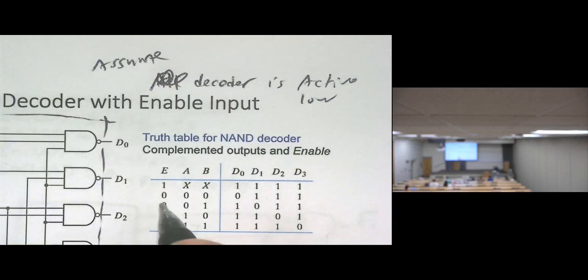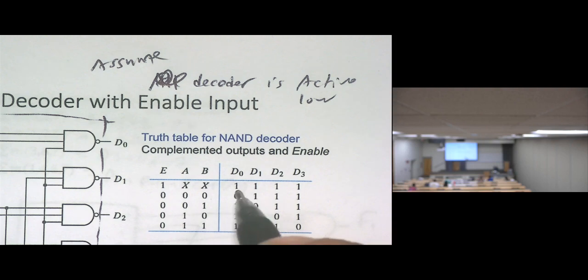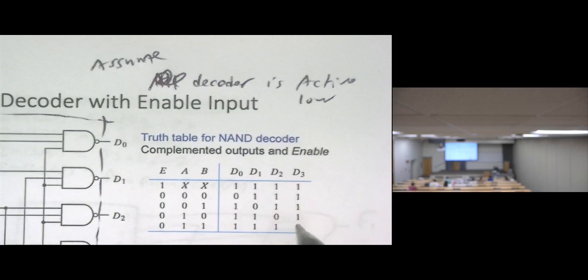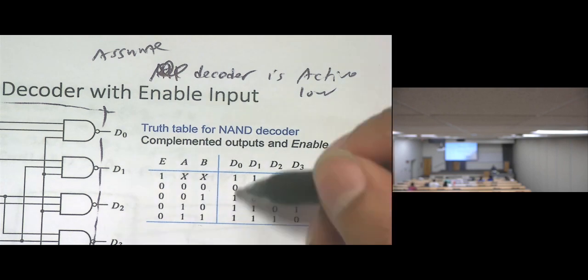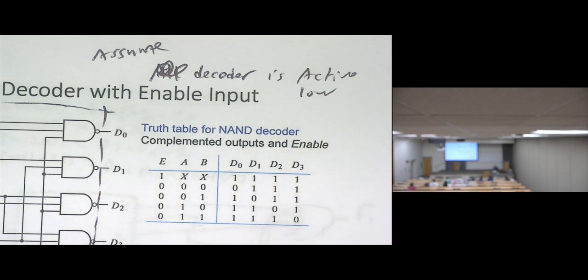How about when the enable is 0? Then the system is turned on. Now I have 0, 0, which is equivalent to 0, D0. In D0, which means D0 is on, we make it 0 instead of 1. Now 1, 1 is equivalent to 3, which means D3, make D3 0. So when everything is active low, we make these zeros instead of 1s. Just reverse everything from what it's supposed to be.